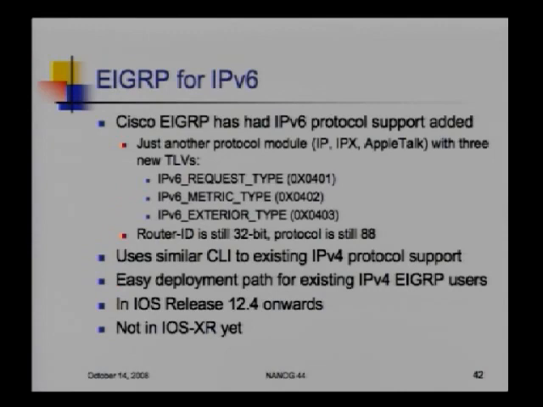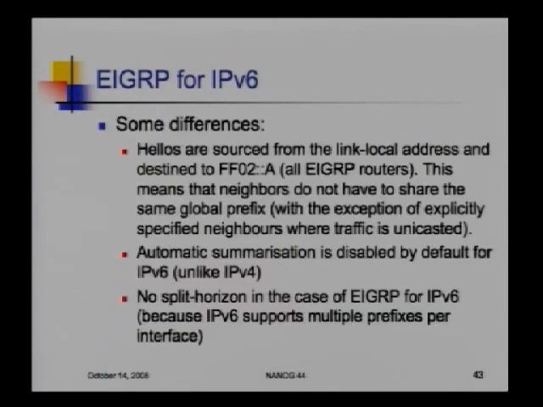EIGRP, okay, this is Cisco IOS specific. Basically, EIGRP already is multi-protocol. It handles all these other things, IP, IPX, AppleTalk, and so forth. So it's just a case of adding in the IPv6 protocol as well. So there are 3 new TLVs. Router ID is still 32-bit. Protocol is still number 88. The CLI looks the same. It's in IOS 12.4 if anybody's interested or still plays with this. It's not in XR yet. I don't even know if it's ever going to make it.